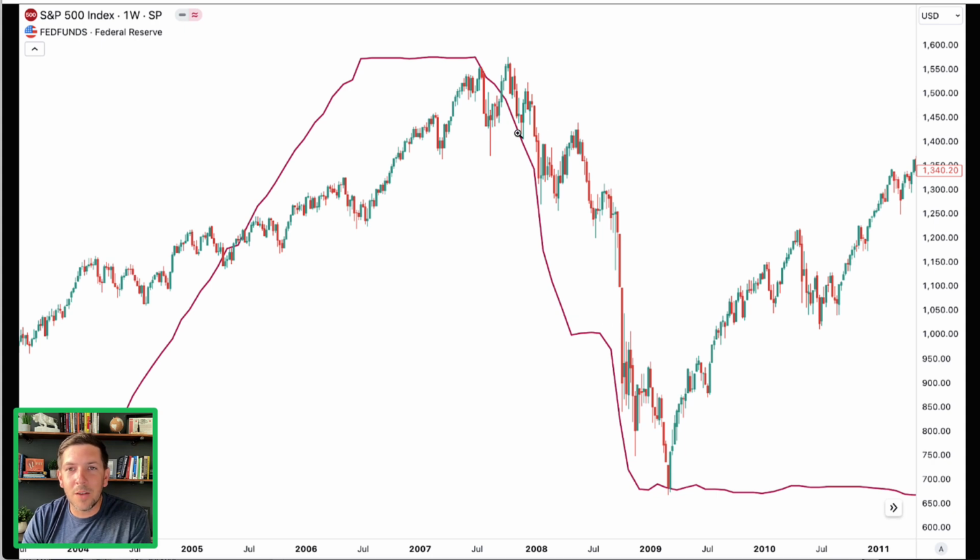I remember trading through it myself. It was pretty crazy, pretty wild. We had some pretty big drops, and the market basically got cut in half. The Fed continued to drop rates that entire time, so it really didn't help. It seemed like they were trying to catch a falling knife.